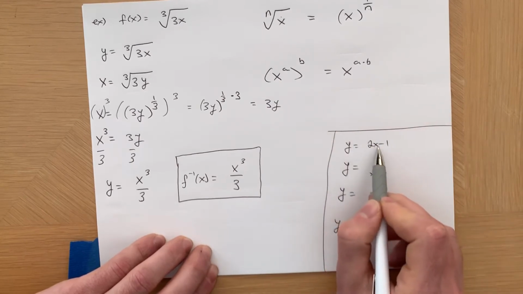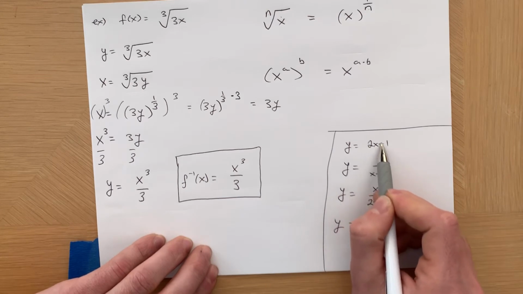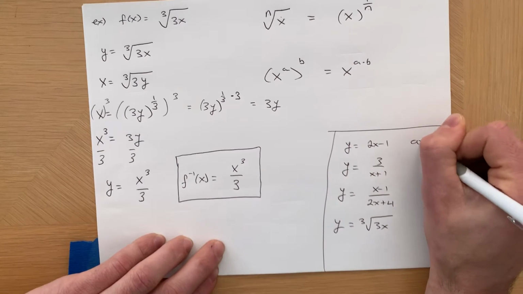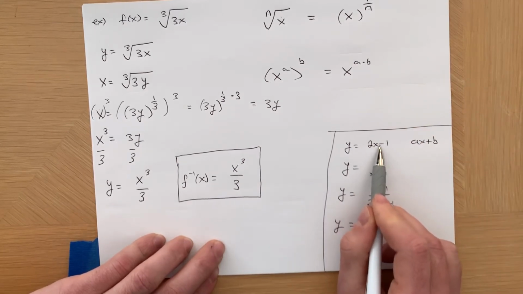So how we did this first one, the steps for that one will always be the same whenever you have something that looks like this. So say a number times x and just plus or minus another number. So like the general form of this one, say if you have something like ax plus b. If the problem looks like this, then the steps that we did for this one will always be the same.